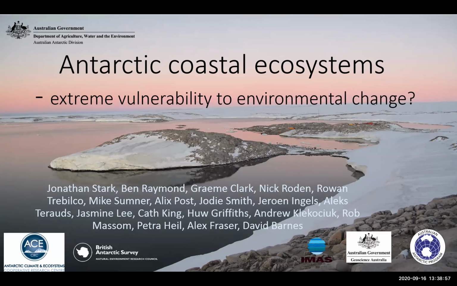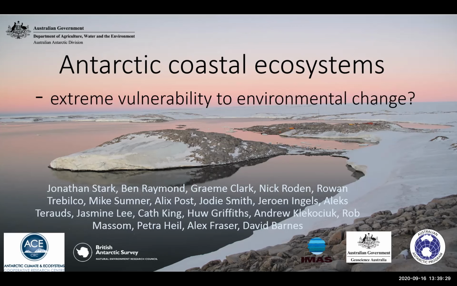And I'm talking about Antarctic coasts. So Antarctic coasts are the interface between the ice sheet and land and the ocean. And as such, coastal ecosystems are really caught between the hammer and the anvil of the effects of environmental change occurring in both realms. And due to the variable nature of environmental change, some areas may be exposed to multiple impacts and multiple stresses and thus be extremely vulnerable to environmental changes.